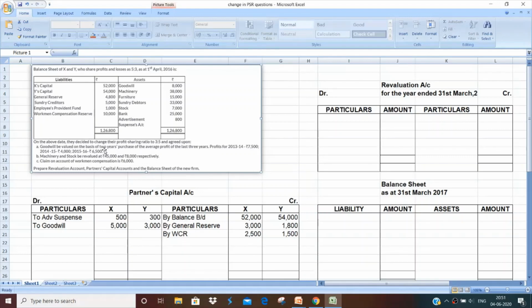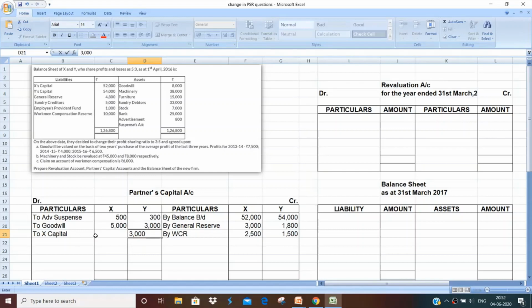So our entry was Y capital debit to X capital. Now since Y is being debited in the name of X, therefore here we are going to write to X capital. Since Y is going to be debited in the name of X, so to X capital, and the amount will be written under Y, and the amount that we calculated was 3,000. So this is the entry for new goodwill.